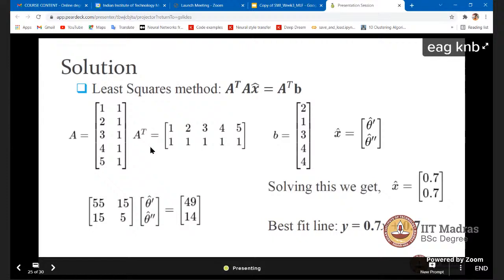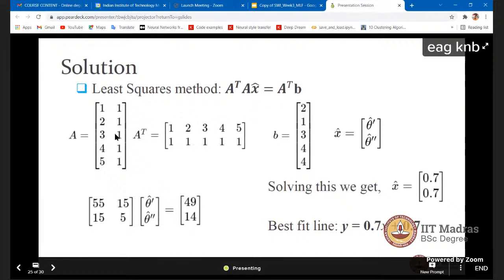And the transpose of this coefficient matrix is A transpose. And B is your y. So these y coordinates are put into the vector B. So this is your least square solution: A transpose A into x hat gives you A transpose into B. When you solve this equation, you will get x hat.